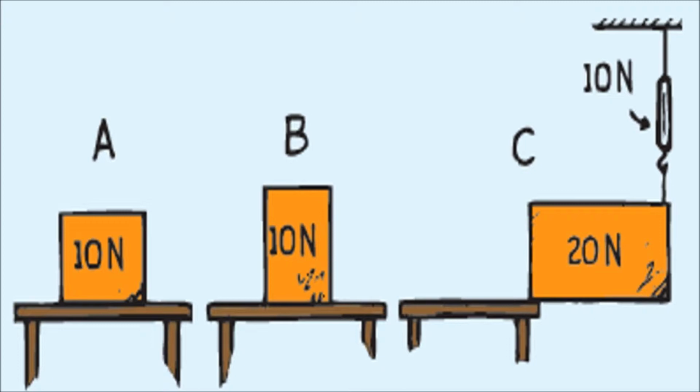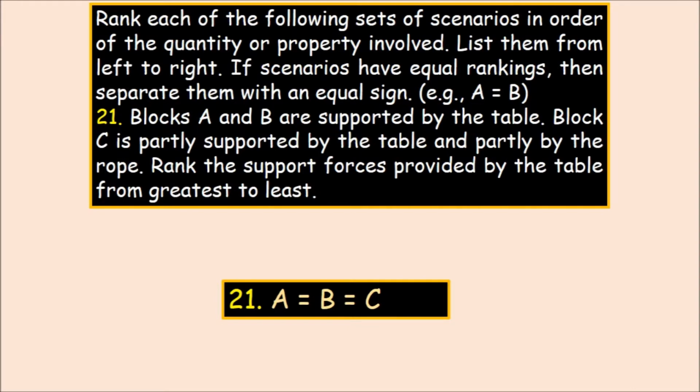Well, what do you think? A and B seem to be equal. The right side is going to be 10 newtons, so the left side should be 10 newtons. What do you think? So, A, B, and C look like they might be, and they are, all equal. Blocks A and B are supported by the table. Rank the support forces provided by the table from greatest to least. So you can see that they're all exactly the same. So not too bad. Okay, next.